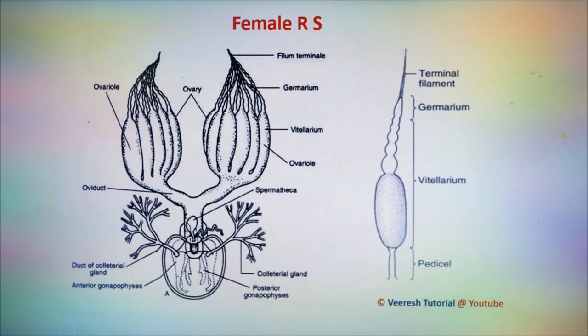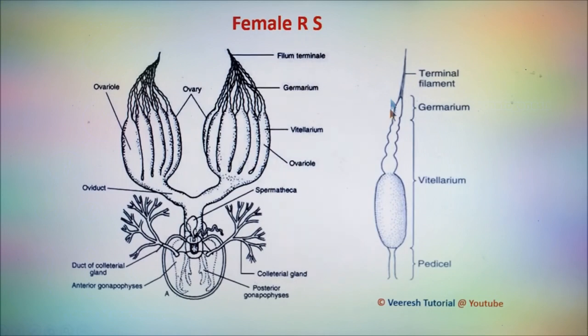Let's look at the female reproductive system. The female reproductive system consists of a pair of gonads called ovaries. Each ovary consists of a number of germ tubes called ovarioles. These are the ovarioles in which egg production takes place. The number of ovarioles varies with the insects. In aphids, only one functional ovariole is present, whereas the maximum number of ovarioles is present in termites, more than 2000 ovarioles.